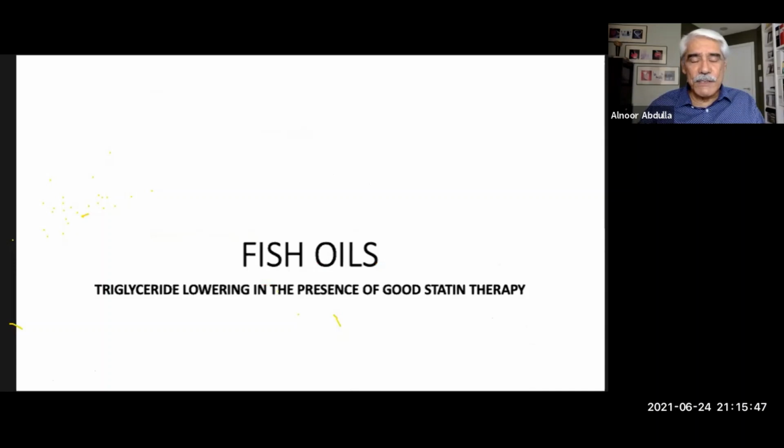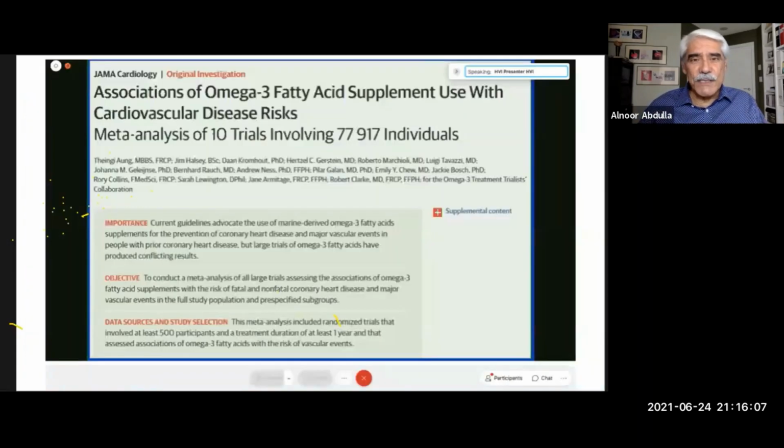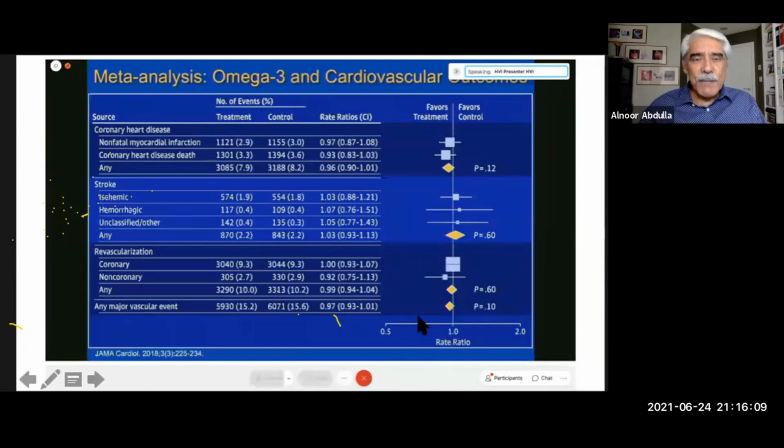So what about fish oils? I'll go through that quickly. The Japanese JELIS study was primarily done in women and only in Japan, and showed that giving EPA fish oil made a difference, improved outcomes, as long as there was no DHA in it. So no omega-6. If you give omega-3 only fish oil, there seems to be some benefit. And there was this big meta-analysis, and it looked at all the fish oil given omega-3 that we know about so far in all the trials, and there was no significant benefit.